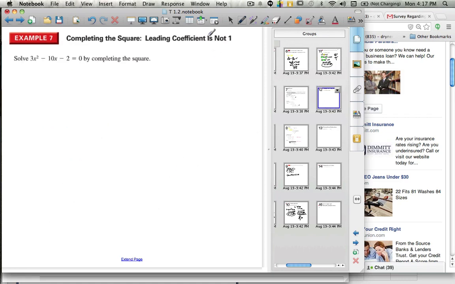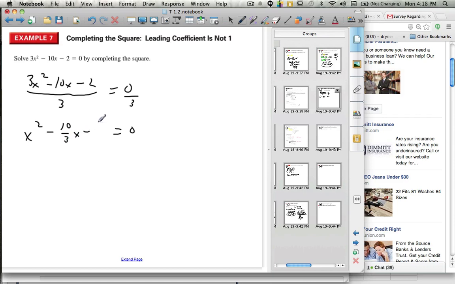Okay, if my leading coefficient isn't 1, I have to make it 1 before I start doing the work. So in this case, I'm already in standard form. I'm going to divide everything by 3. So I have 3x squared minus 10x minus 2, and I'm going to divide the whole thing by 3, equals 0 divided by 3, which is still 0. So this becomes x squared minus 10 thirds x minus 2 thirds. Now I want to complete the square, so I'm going to get rid of the constant by adding it to both sides of the equation. Sorry, not 2/5, 2 thirds.